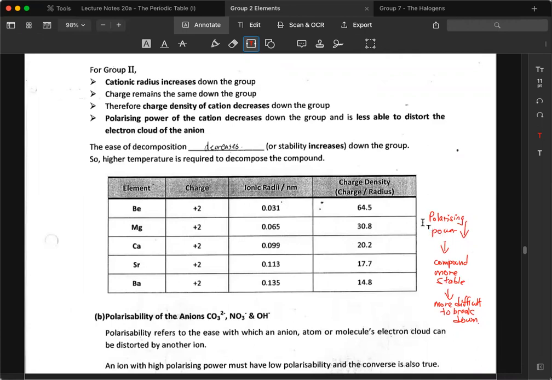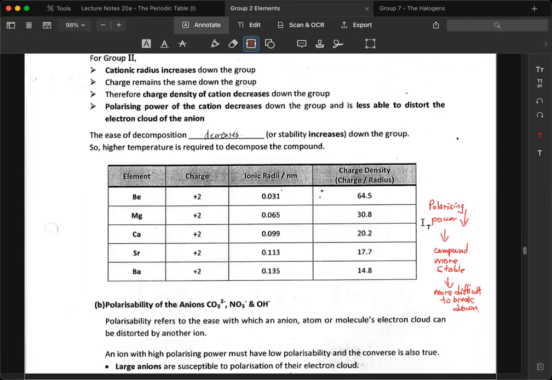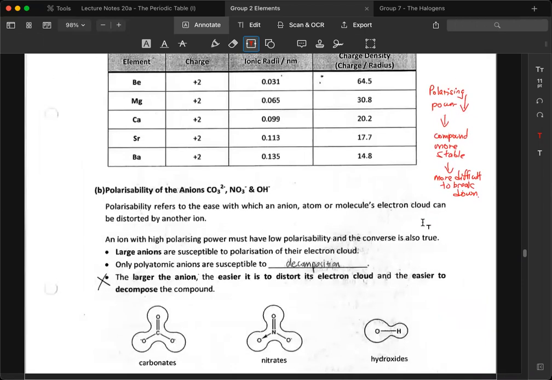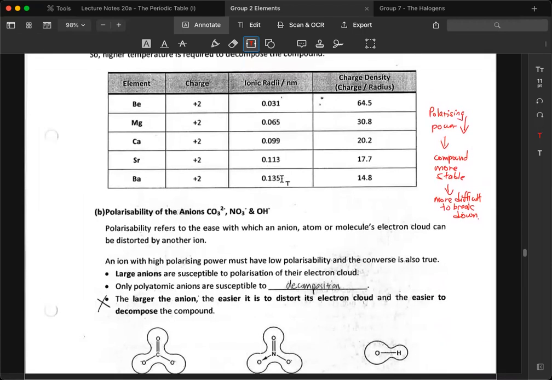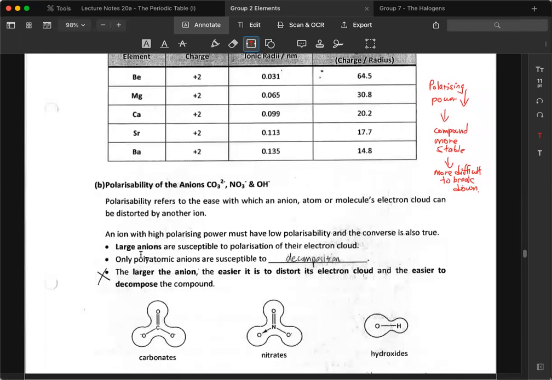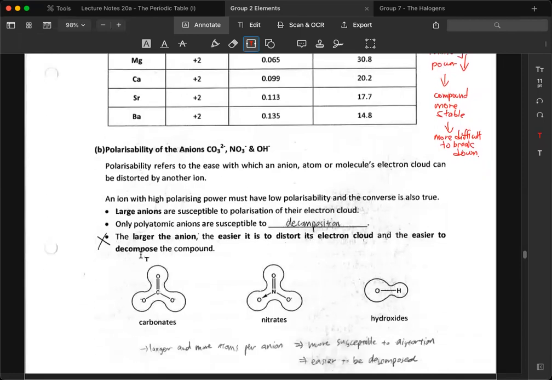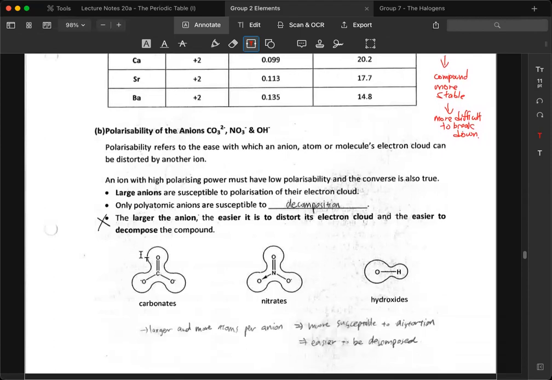So with lower polarizing power, the compound is more stable, more difficult to break down. Another factor to look at is from the anion perspective. Polarizability refers to the ease with which the anion, atom, or molecule's electron cloud can be distorted by another ion. So an ion with high polarizing power must have low polarizability, and the converse is also true.